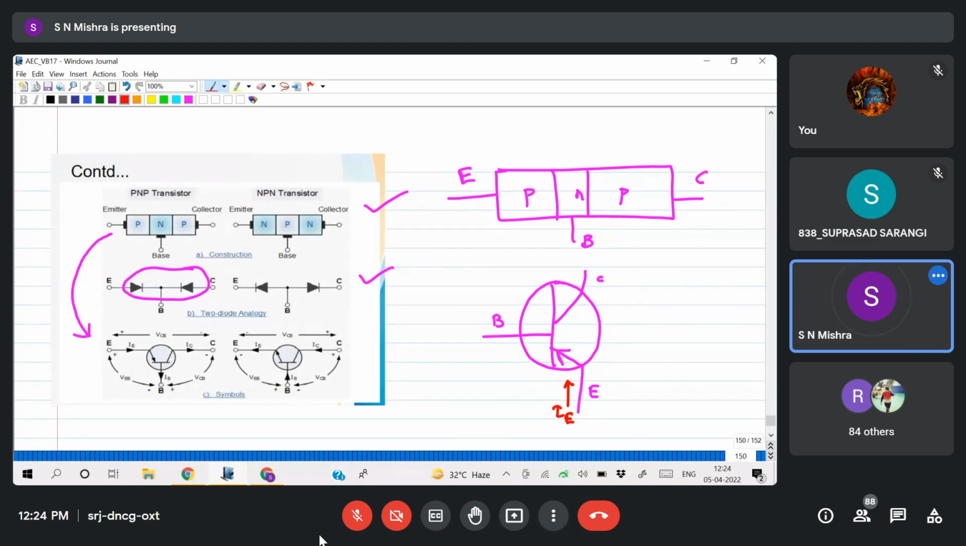The current entering through the emitter should go out from the base and collector. The current from the base is IB, and the current from the collector is IC. Understood? Three terminal currents: emitter current, base current, collector current. Corresponding to the terminals, the currents are named. Any doubt?